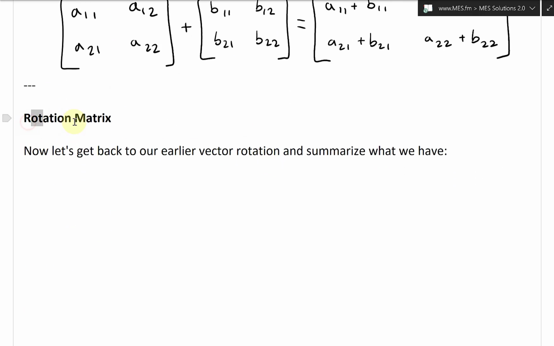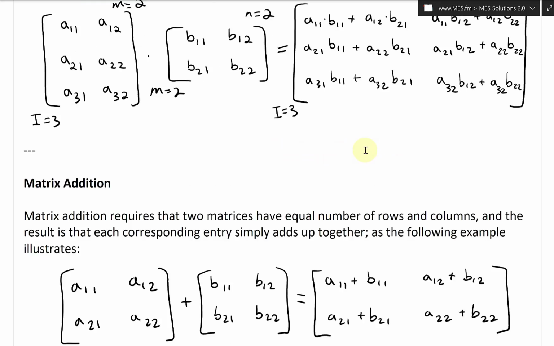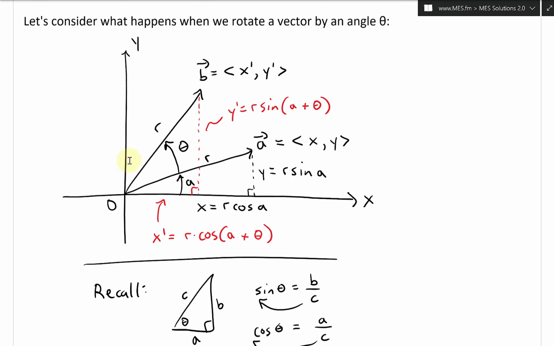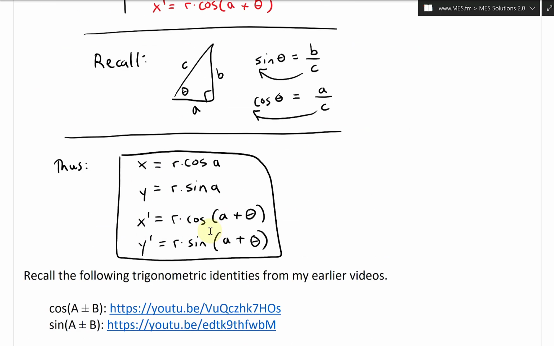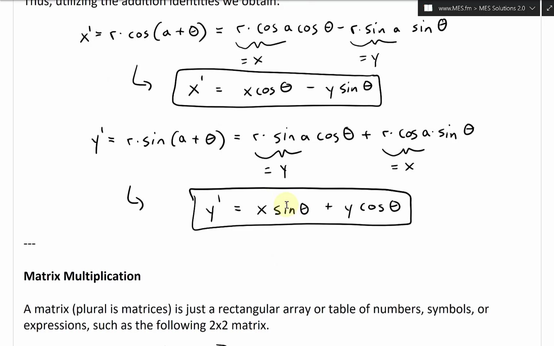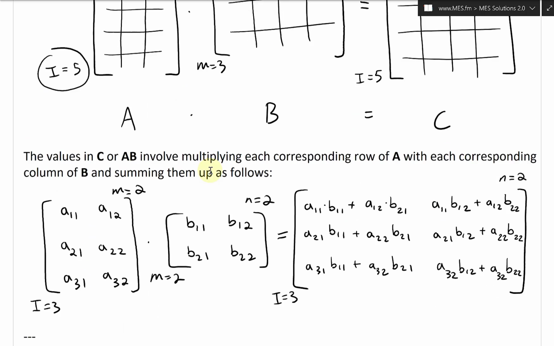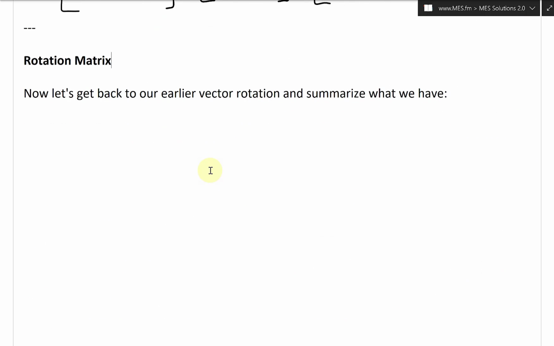All right, now that we've covered addition, because we're going to use this later on in the video, now we'll take a look at rotation matrices. So now let's get back to our earlier vector rotation and summarize what we have. If you scroll back up and take a look at here, this is what we have, and then we wrote it down like this, and then we solved for these values, these x prime and y prime, those are the rotations. So let's just summarize what we have and the fundamental stuff that we covered.